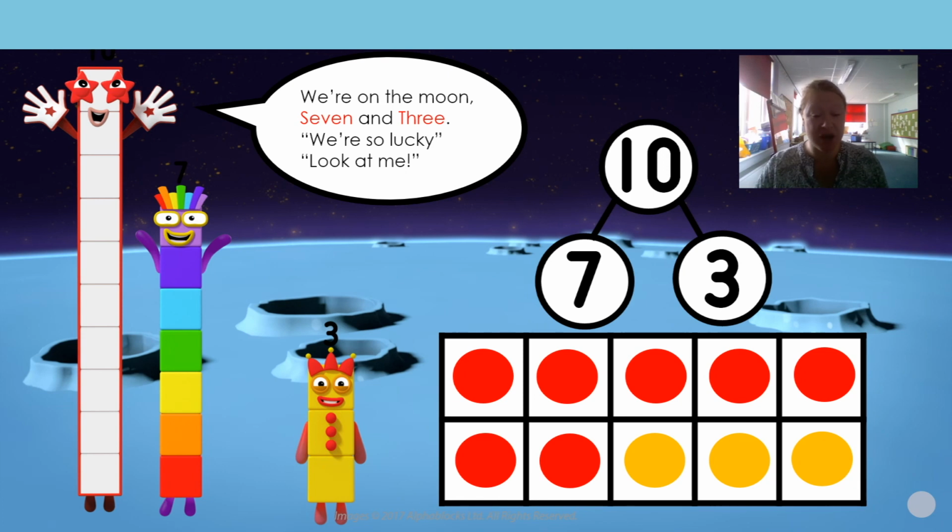And we could swap these over, couldn't we? We could swap the 7 and the 3 so they're in different places. It doesn't matter, because when we change the order of our addends, the sum remains the same.